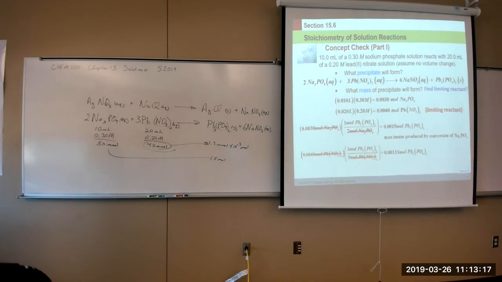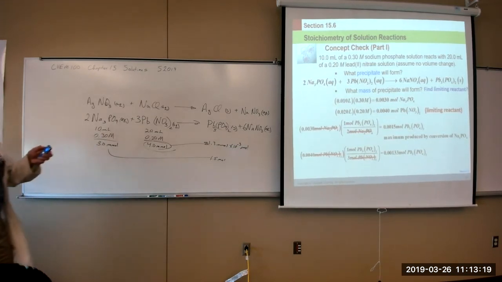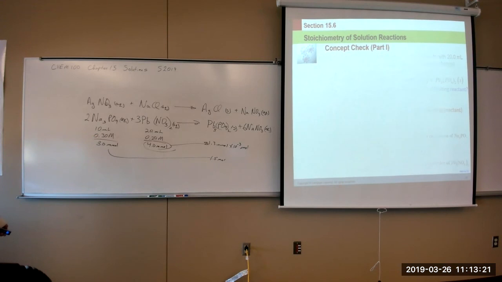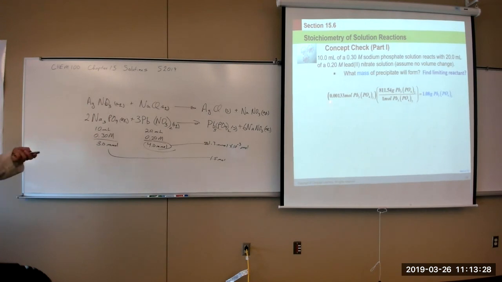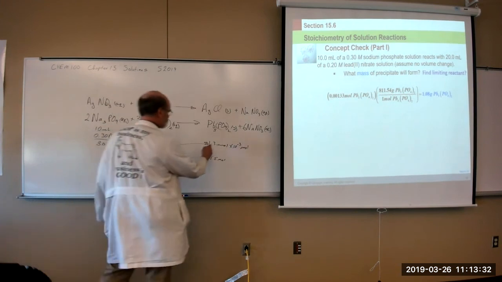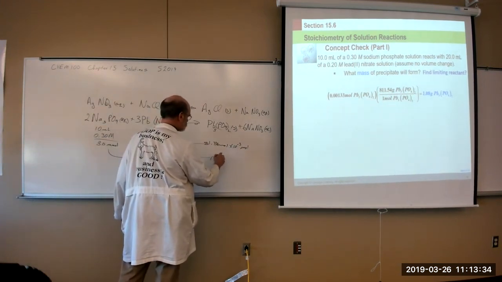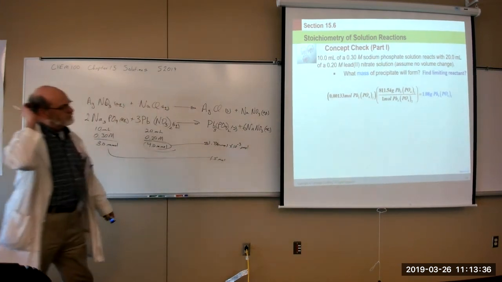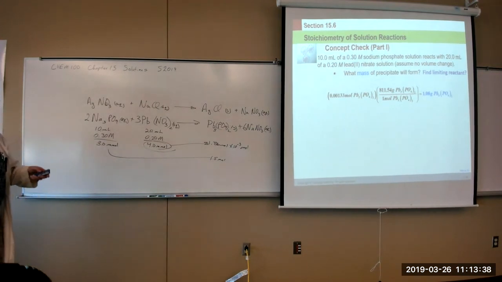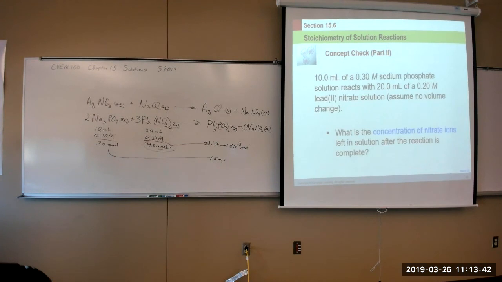Oh, we're saying it's lead nitrate. Oh, yeah, that's right. And then you can convert that to, actually it's 3 through 3, isn't it? And convert that to how many grams of lead phosphate you have. Okay?